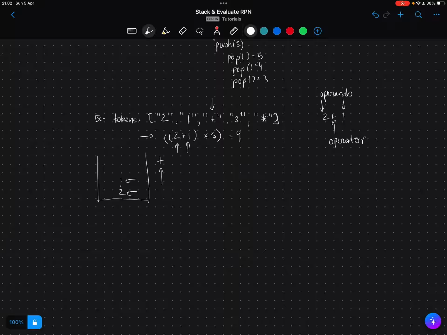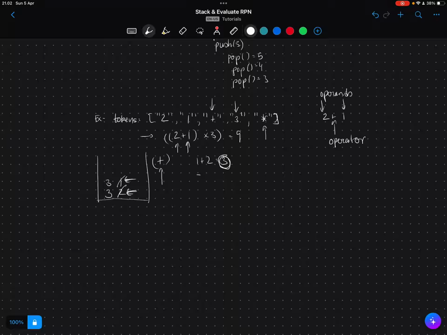If we consider the first operator we hit, where do we get the operands from? Well, the operands are the two elements at the top of the stack right now. So we'll take those two elements and do the plus as they want us to do. We'll do 1 plus 2 and get 3. We've popped those two, they're gone. Then we take the answer and put it into the stack.